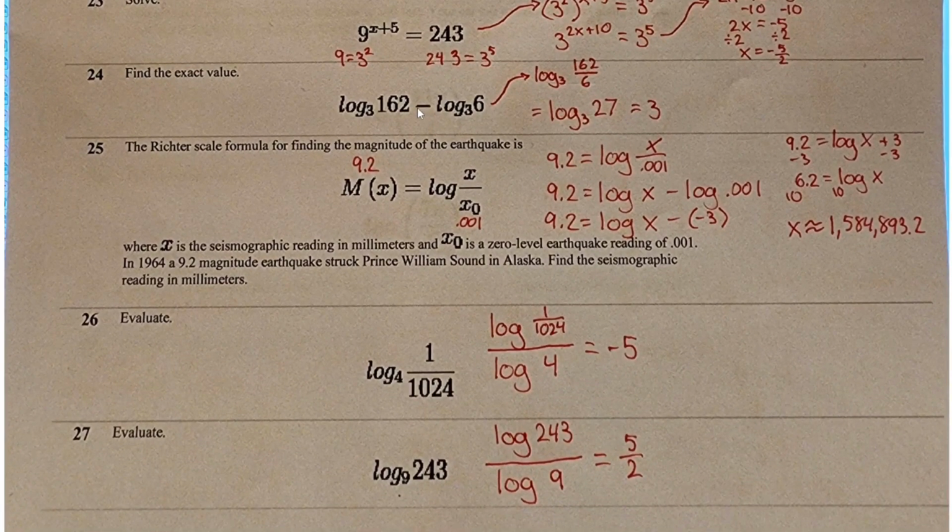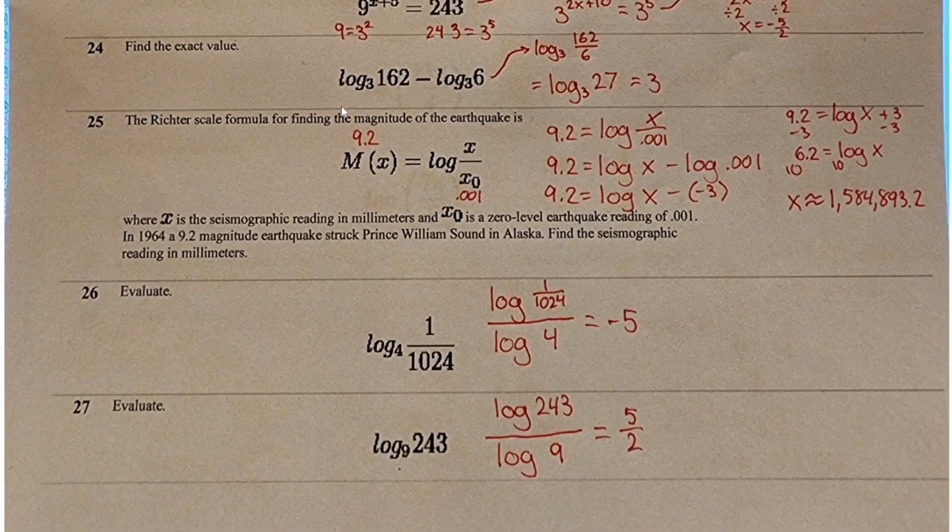Number 24, I like this problem. It forces us to use the logarithm properties. When you have a subtraction of 2 logarithms with the same base, you can just combine them. And the subtraction then turns into a division of whatever those were logs of. So, yeah, 162 over 6, that's what happened to that subtraction. They combined into 1. You get the idea. 162 over 6 is 27, and log base 3 of 27 is 3, because 3 to the power of 3 is 27.